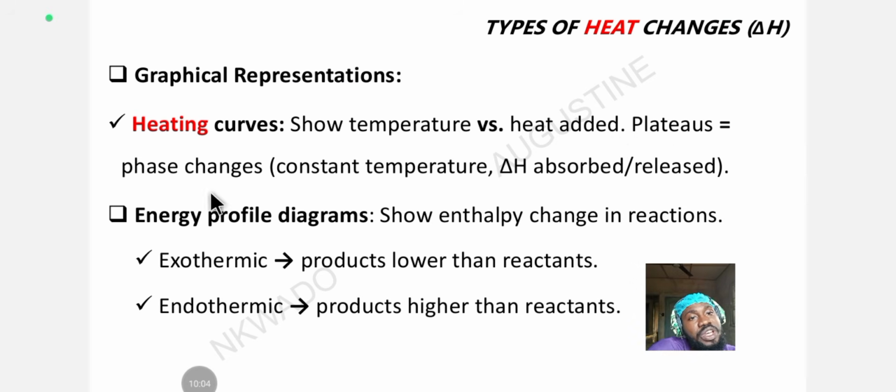Plateaus equal phase change. The phase change is constant temperature and change in heat absorbed or released. So the change in heat is either the heat absorbed or the heat released. What's the meaning of plateau? A plateau is a time frame where no change will occur. It's like a dormant or latent phase.